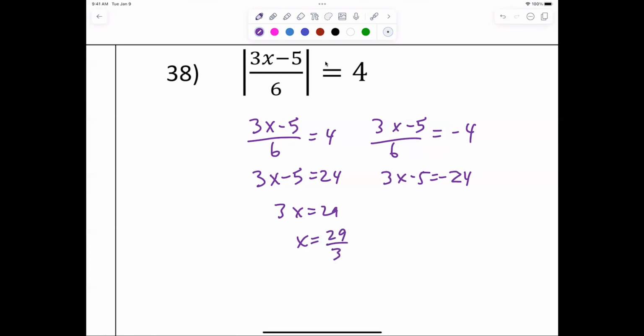What? Not that, it being 19? 24. Oh, that's right, wait. No, shouldn't it be 19? Or 3x minus 5 equals 24, because you're adding 5. So what's 24 plus 5? Anybody have any questions with 38?